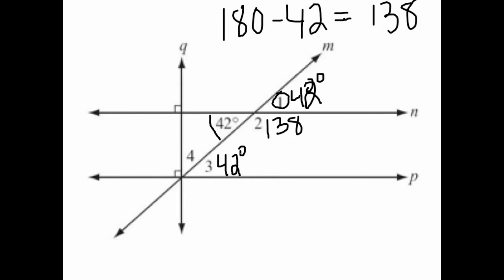Now, my last thing that I have to figure out is angle 4. I see that angle 3 and angle 4 are going to combine to make a right angle, which means they are complementary. So to figure out the value of angle 4, I can do 90 minus 42. If I do 90 minus 42, that's going to be 48 degrees.